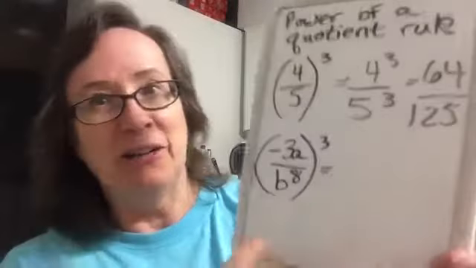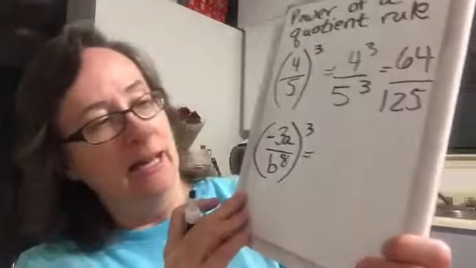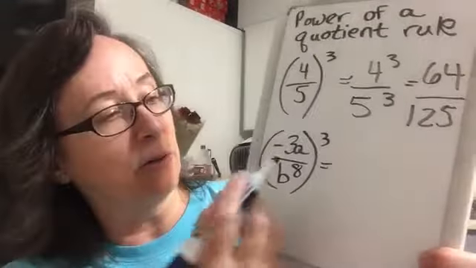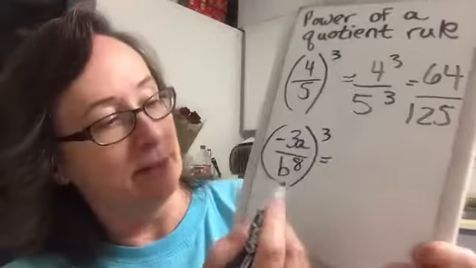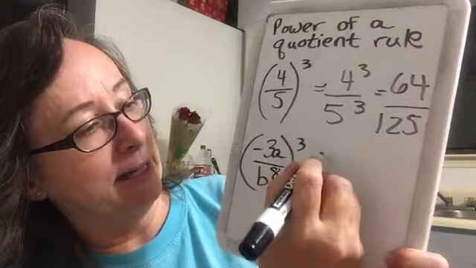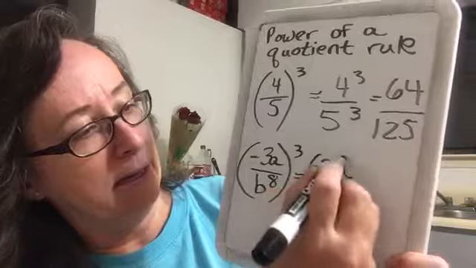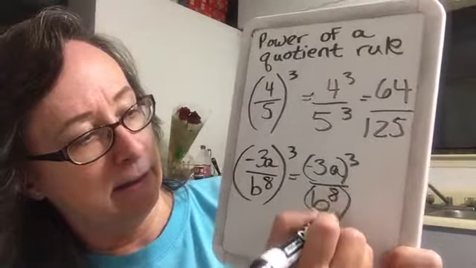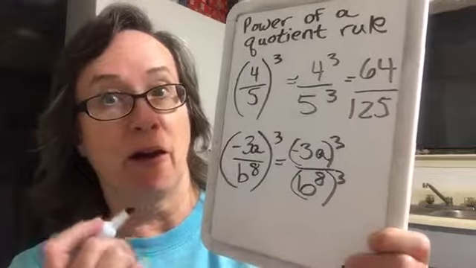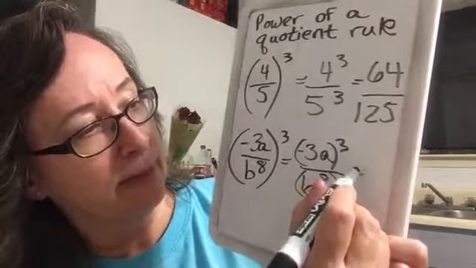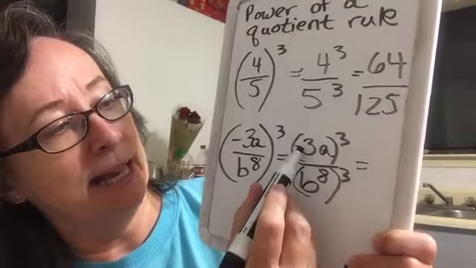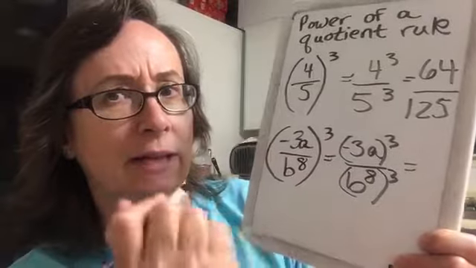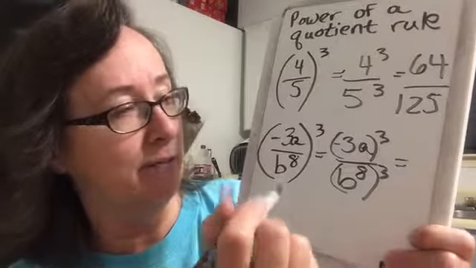Now, here, this is a real combo because it's a quotient, but inside the quotient is also a product. So we're going to wind up having a negative 3a cubed over a b to the 8th cubed. So we're kind of throwing all of our rules together here. And then we have a negative 3 cubed, which is a negative times a negative times a negative will give me a negative 27.